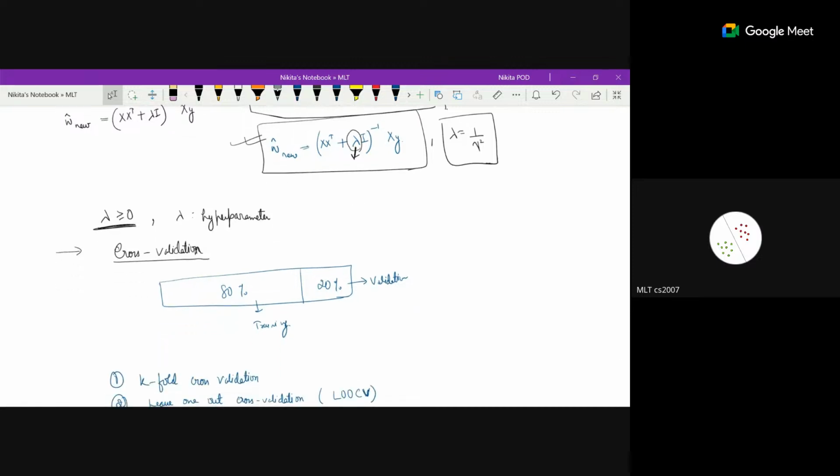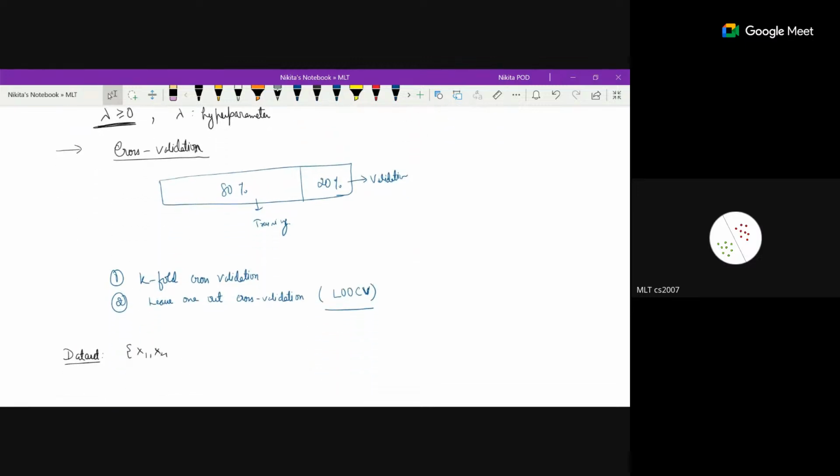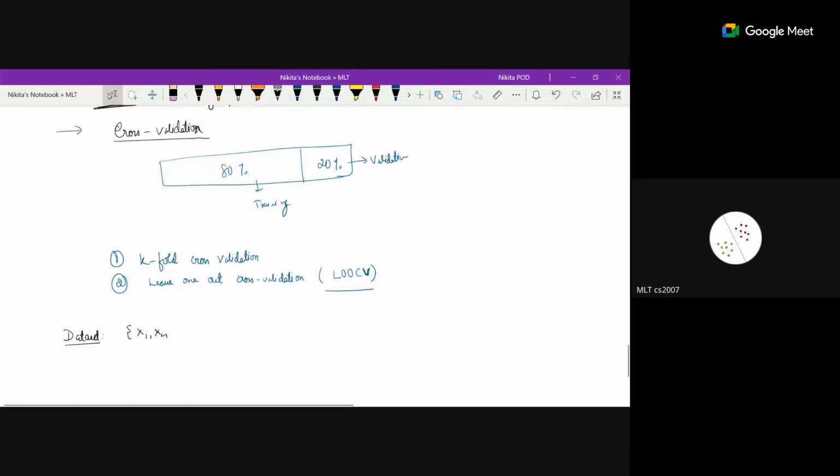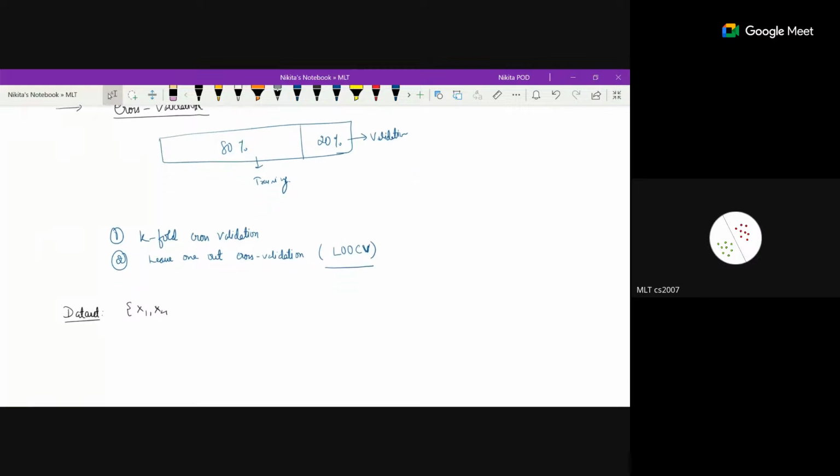So cross validation is something that generally we do in practice. Generally, this cross validation is used for this hyperparameter tuning. Okay. So for that, two very popular techniques are k-fold cross validation and leave one out cross validation. Now we'll see what exactly these techniques are.